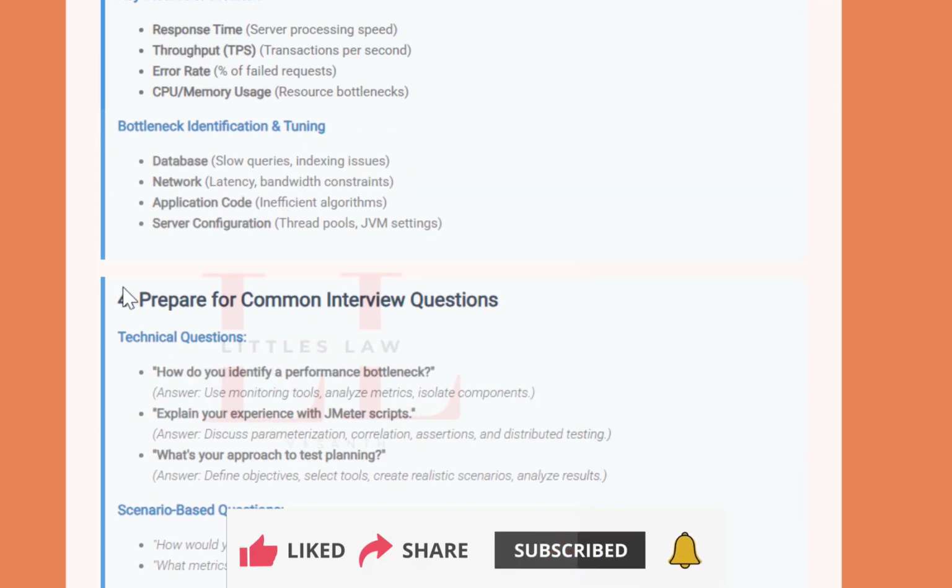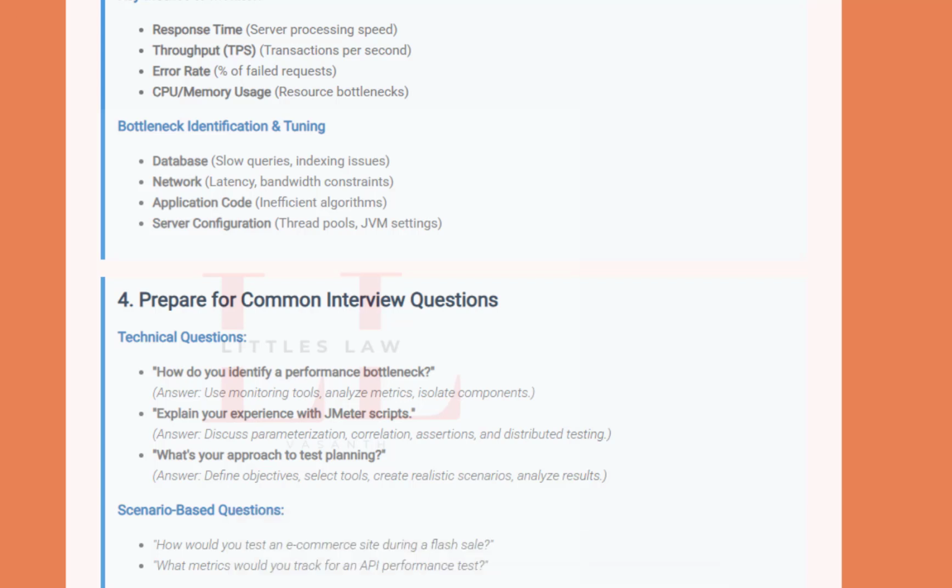And then, preparing for common interview questions. Let's cover some questions you are likely to hear, along with how you can approach your answers. So, how do you identify a performance bottleneck? The answer could be: using monitoring tools to track various metrics, analyzing them to spot anomalies, and isolating different components to find the root cause. That is one way to prepare for a technical question on how you identify a performance bottleneck.